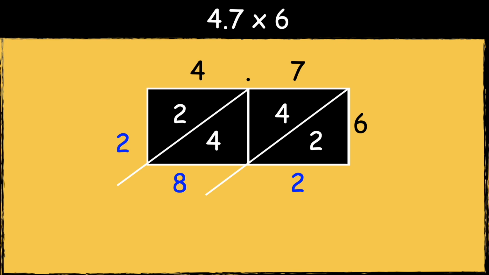The final step is to find where the decimal point goes in the answer. As 6 is a whole number, we can add a decimal point after it, like 6.0. Look for where the decimal points from both numbers meet in the grid. Follow the diagonal line to find its place in the answer. So the answer is 28.2.